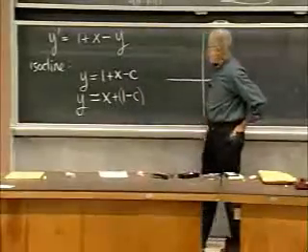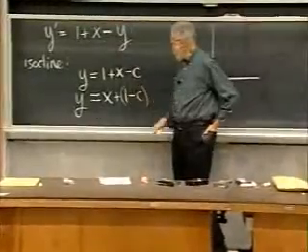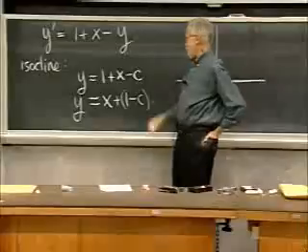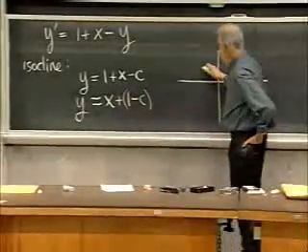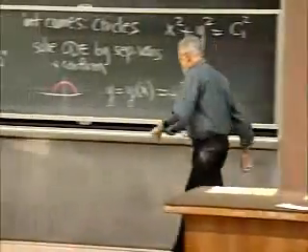Let's see, what should we plot first? I like c equals 1. No, don't do c equals 1. Let's do c equals 0 first. C equals 0, that's the line y equals x plus 1. Okay, let me run and get that chalk.